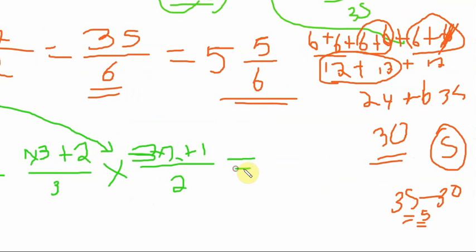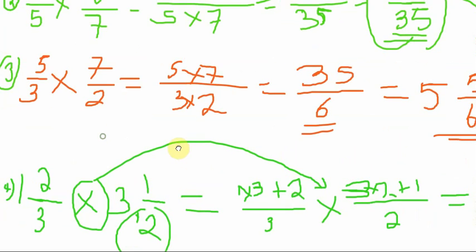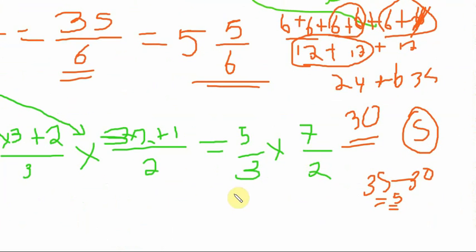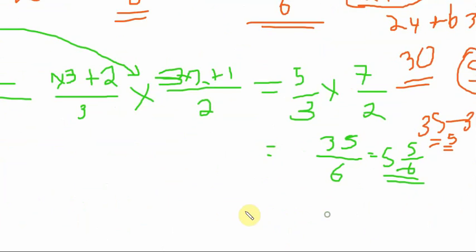So 1 times 3 is 3, plus 2 gives us 5 over 3, multiplied by 3 times 2, which is 6, plus 1, gives us 7 over 2. So it is 5 over 3 times 7 over 2. 5 times 7 gives us 35, and 3 times 2 is 6. 35 over 6 gives us 5 and 5 over 6, the final answer. Okay, cool. Hope you got that one.